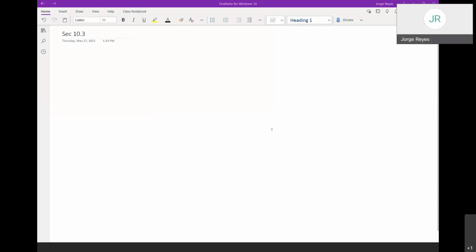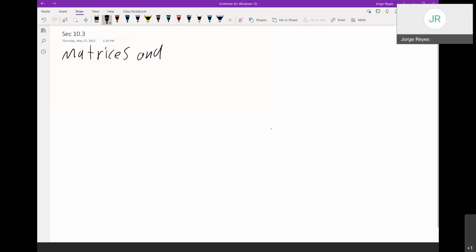Hello, class. So we are on section 10.3, and this is sort of the same thing as section 10.1. It's just that in this section, we will be solving bigger systems. Not two equations, but mostly three. You could go more, but not really. So, matrices and systems of linear equations.